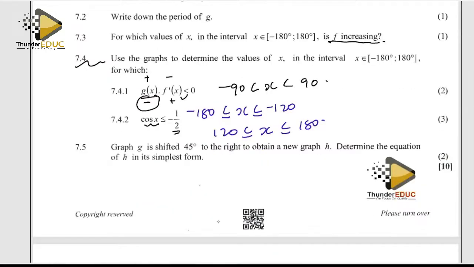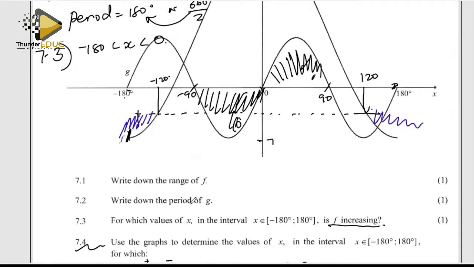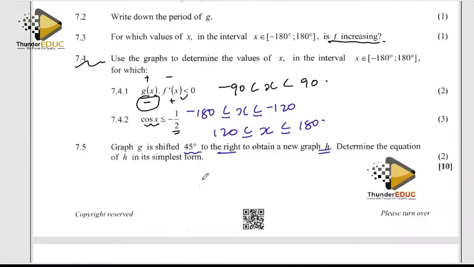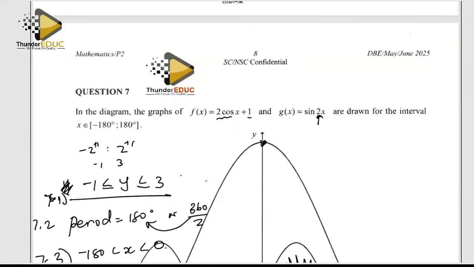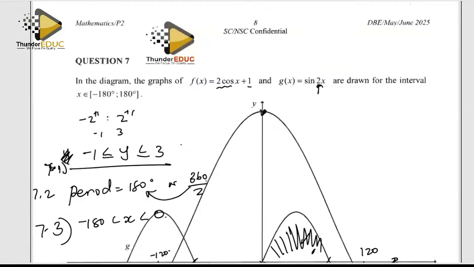Then 7.5, the graph of g is shifted 45 degrees to the right. Can we determine the new graph of h in a simplified form? So what this means is we are shifting g, and g is the sine of 2x. So it's going to be the sine of 2 into x minus 45. Simplifying that, we're going to have the sine of 2x minus 90.